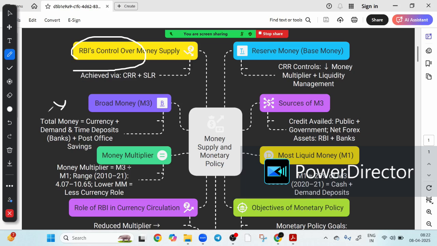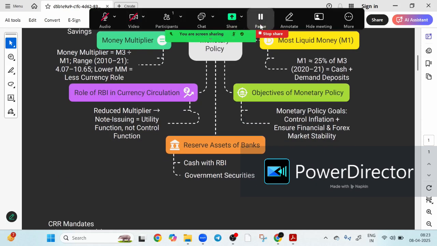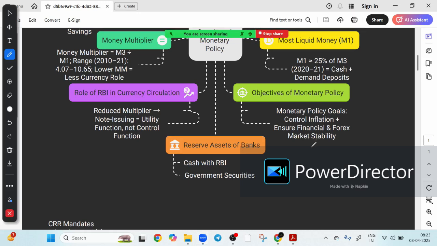Now let me take you through, finally, what is the ultimate goal of all this? Whatever we have done just now, money supply and monetary policy, what is the ultimate objective? The ultimate goal is to control inflation, and to ensure financial stability and forex market stability. So that is the point.